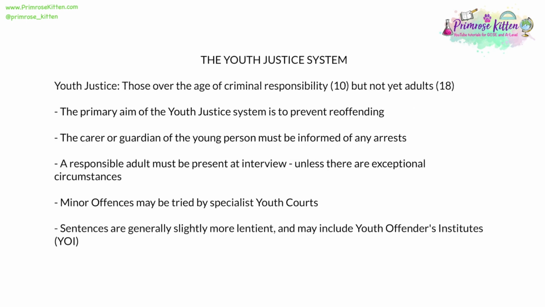The youth justice system deals with individuals over the age of criminal responsibility, 10, but not yet adults, 18. And the primary aim of the youth justice system is to prevent reoffending. The carer or guardian of the young person must be informed if an arrest occurs, and a responsible adult must be present at the interview, unless there are exceptional circumstances, such as an immediate danger to public safety.